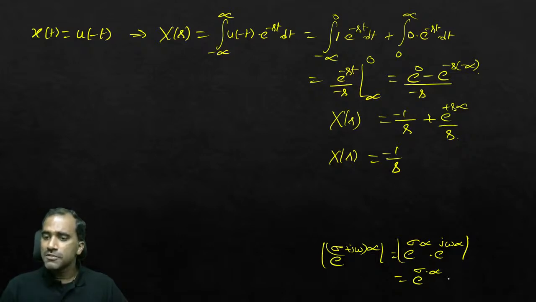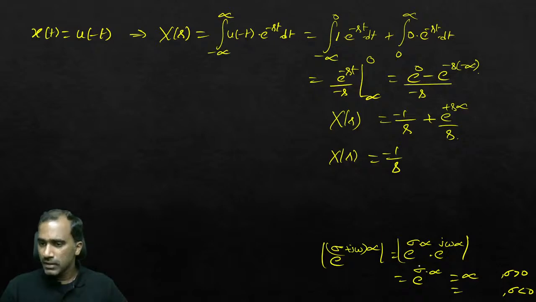So for what values of sigma will this become finite or infinite? For sigma greater than 0, what happens? If sigma is positive, positive into infinity is infinity, so e power infinity becomes infinity. And for negative values of sigma, what happens? Negative into infinity is minus infinity, and e power minus infinity is 0. So this part can become infinity or 0 based on the values of sigma.